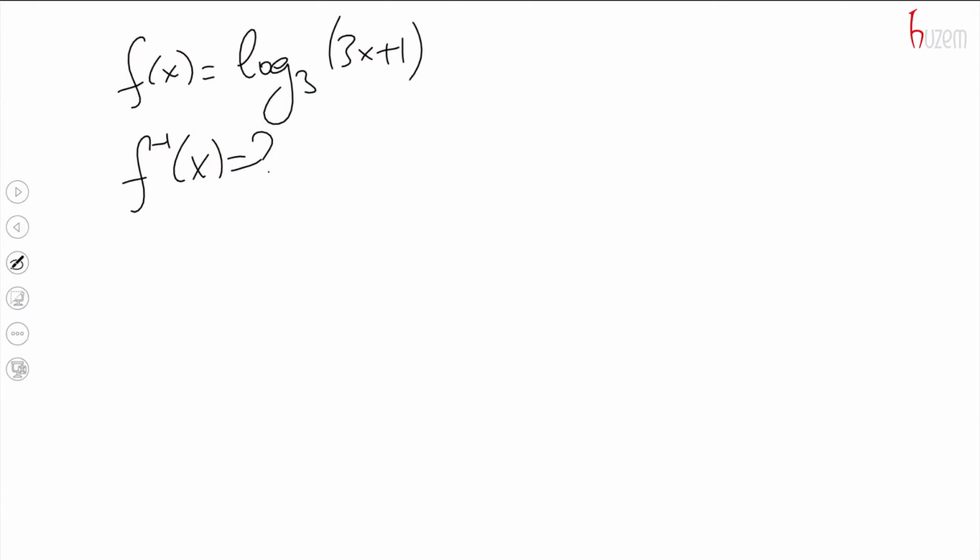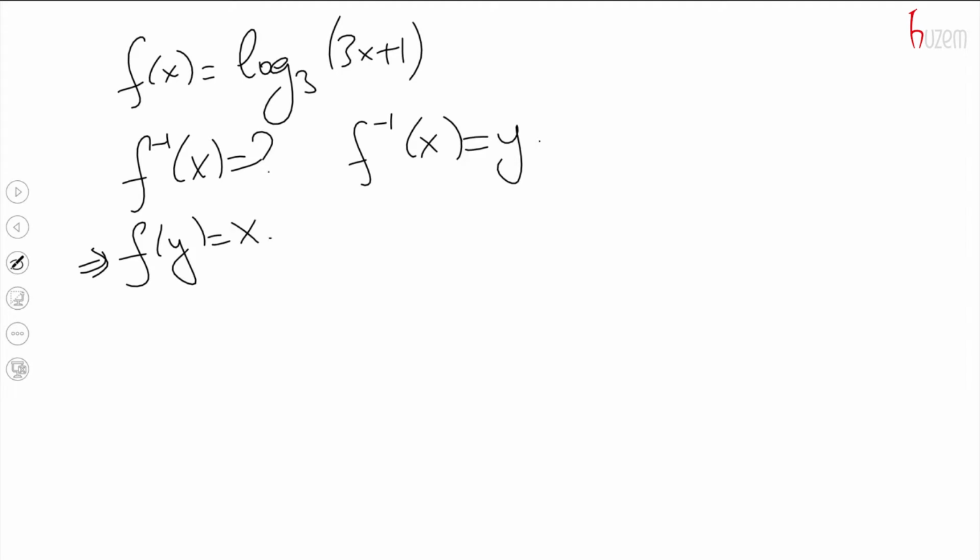In order to find the inverse, we say f of f inverse x is equal to y. So this means f of y is equal to x. If we substitute y for x in the expression of f, we need to end up with x itself. Let's substitute y inside there. So this will be log base 3 of (3y plus 1), and this is equal to x.